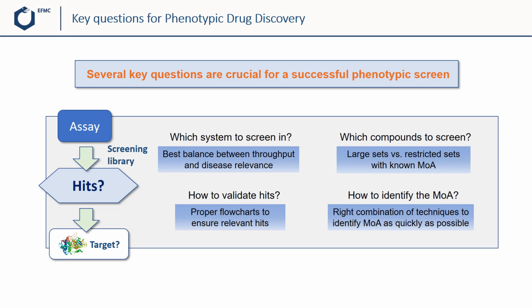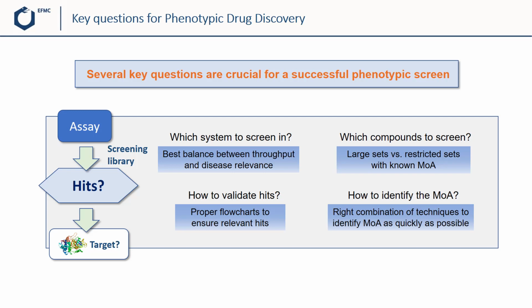First of all, in what system do you want to screen? And that comes down to a question of throughput versus disease relevance. Second, which compound should we screen? Can we go for large compound sets, or are we restricted in throughput? And do we maybe include specific compounds that we already have certain knowledge about?